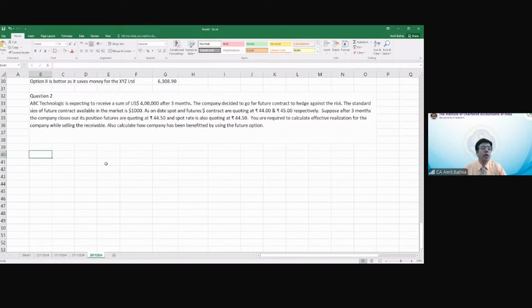All right. ABC Technologies is expecting to receive a sum of $400,000 after 3 months. The company decided to go for a future contract to hedge against the risk. The standard size of future contract available in the market is $1,000.